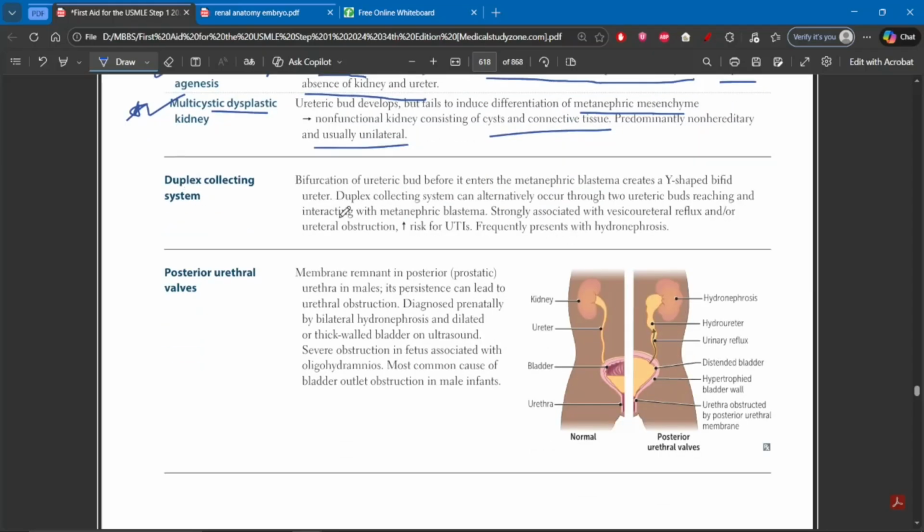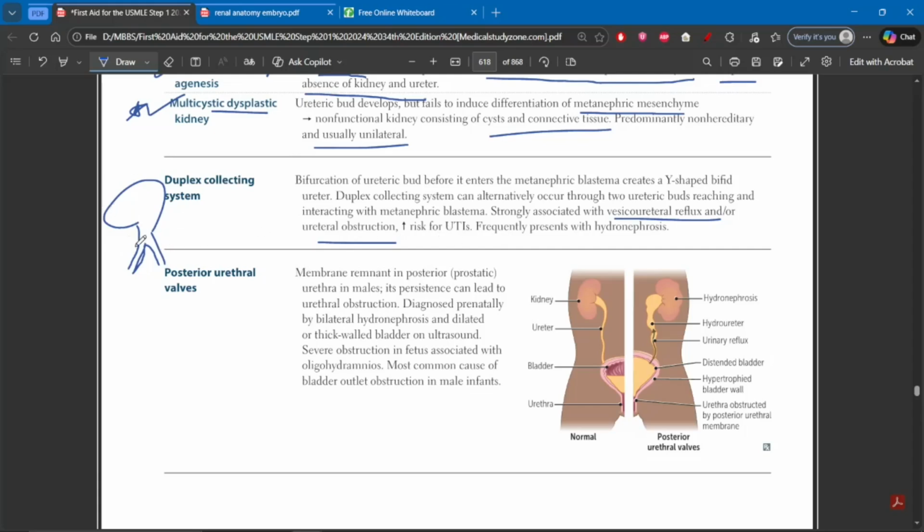Now, the duplex collecting system is the bifurcation of the ureteric bud before it enters the metanephric blastema, which creates a Y-shaped bifid ureter. Duplex collecting system can alternatively occur through two ureteric buds reaching and interacting with the metanephric blastema. So we discussed that this is the mesenchyme, this is the diverticulum. What happens is that instead of one ureteric bud entering, there is a division, right? And this is strongly associated with vesicular reflux or ureteral obstruction.